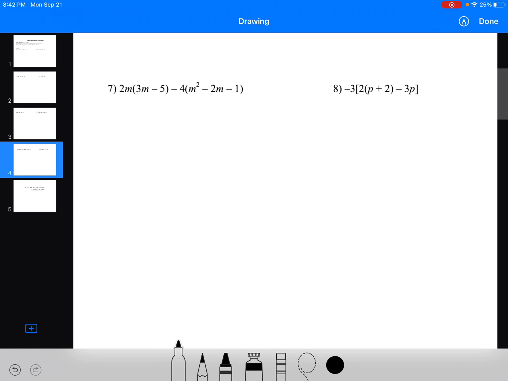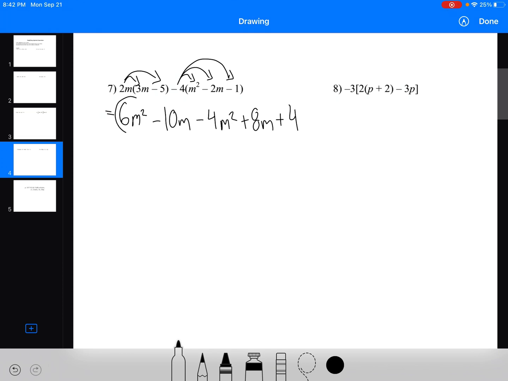Okay, so we've got 2 more questions here. These ones are a little bit easier than that. I think the fraction one is what trips people up most. So here we're distributing. So 2 times 3 is 6, so 6m squared, because m times m is m squared. And then 2 times negative 5 is negative 10m. Now this negative 4 has to go to every part of this bracket. So we have minus 4m squared plus 8m plus 4.